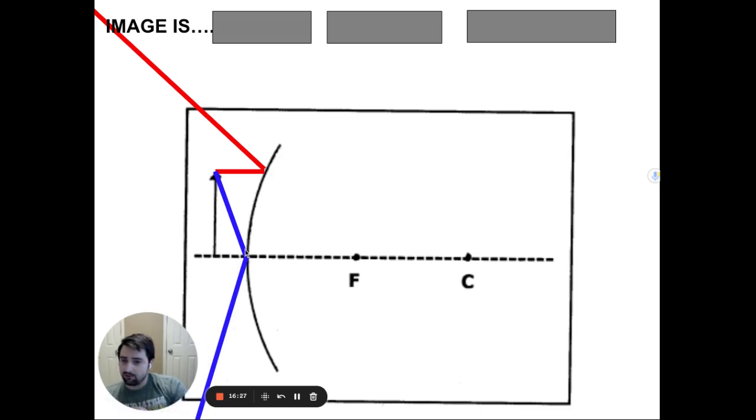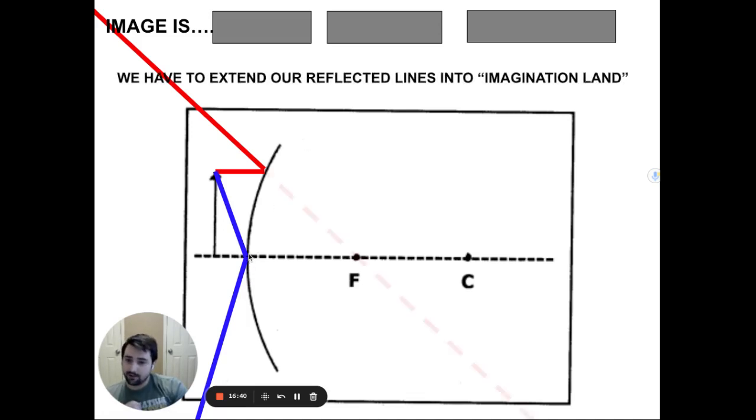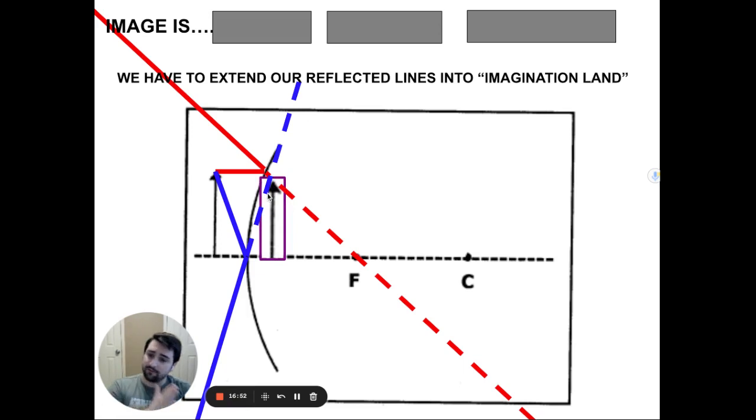Do I have an image on the left side, on the real side of the mirror? No, I don't, because these lines are diverging from each other. But if I extend them into imagination land, I'm going to extend my red line again through that focal length, extend that blue line. I'm going to get an intersection here. And at that intersection, I'm going to have an object. Is it real or is it virtual? It's going to be located inside of the mirror. It's not going to be something that can be projected from the mirror.